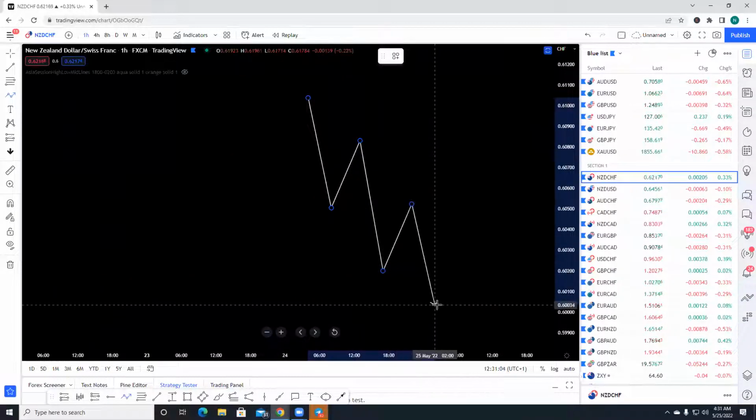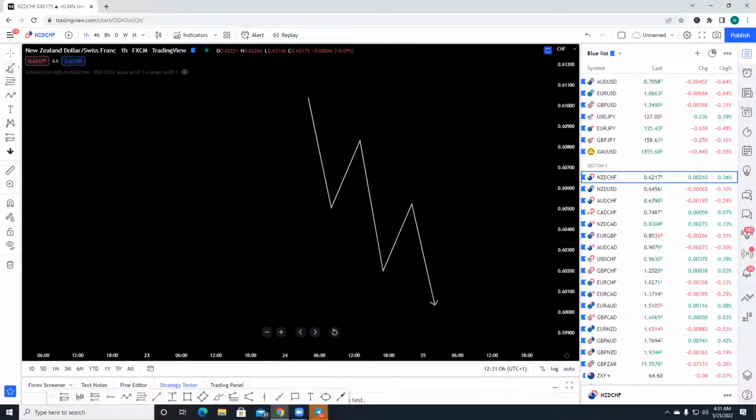Okay, let me do it this way. Look at it here. Look at the support. Now when you break it to the downside and it starts a retracement from this level right here, real quick, I'm going to show you now. Just hold on. It starts retracement at that level.